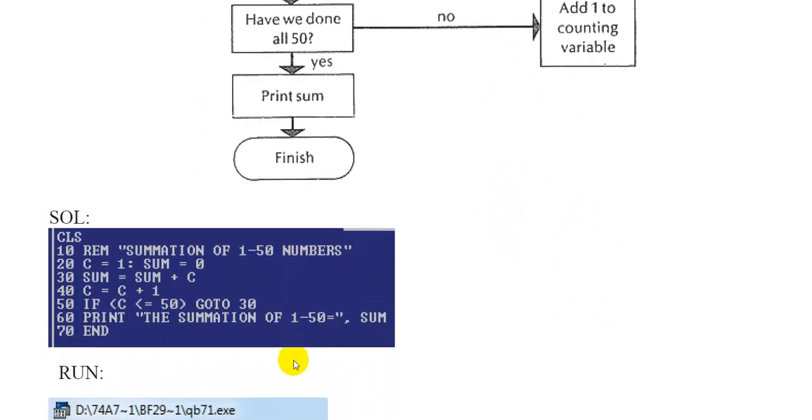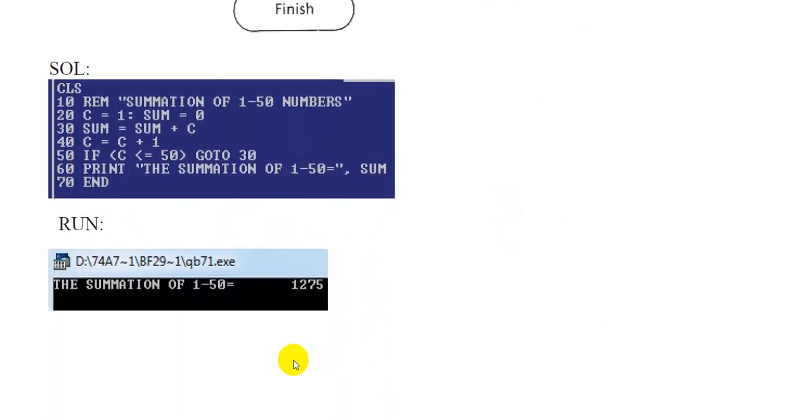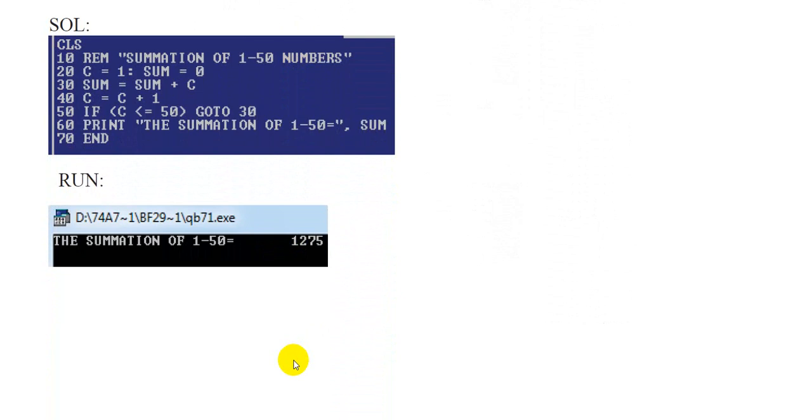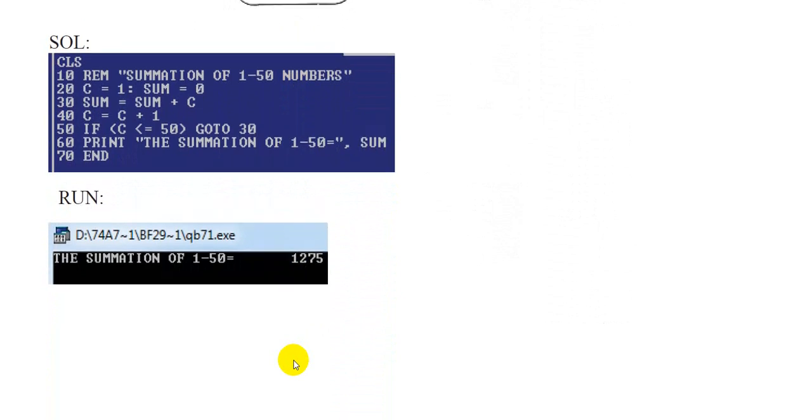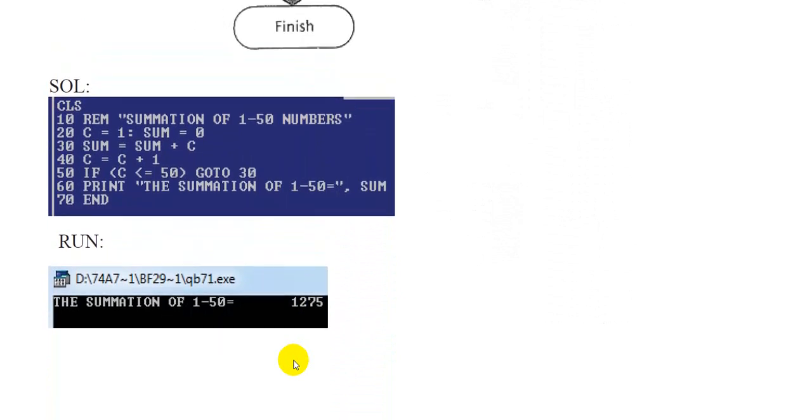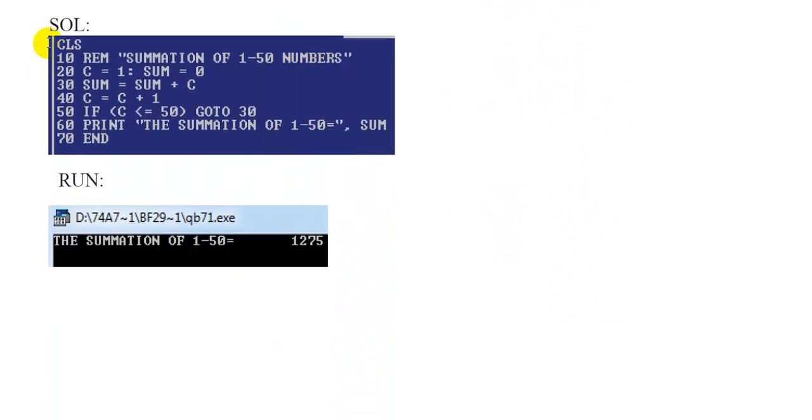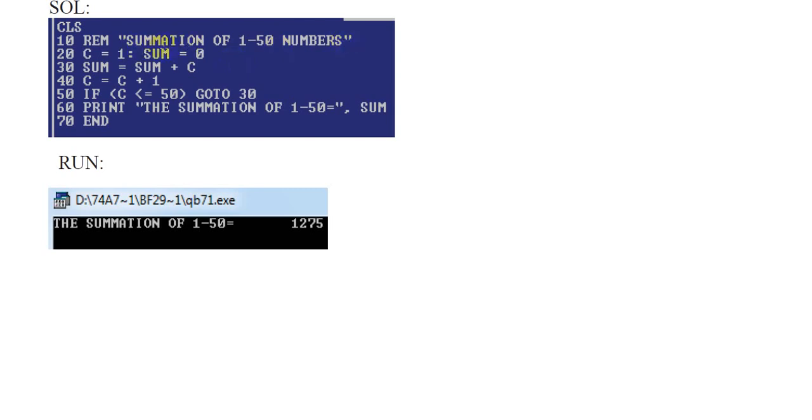The source code will be illustrated by the following, the program visualized by the following source code. Solution. CLS. 10. REM Summation of 1 to 50 numbers. 20. C equals 1. Sum equals 0, the indicated value, as you can see in front of you. 30. Sum equals sum plus C. 40.